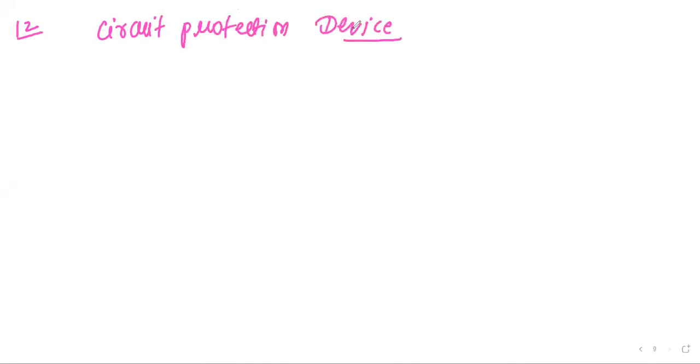Now look at question number 12. Which of the following acts as a circuit protection device? So the first option is insulator, then switch, fuse, conductor. It was asked in 2019. So fuse acts as a protective device.